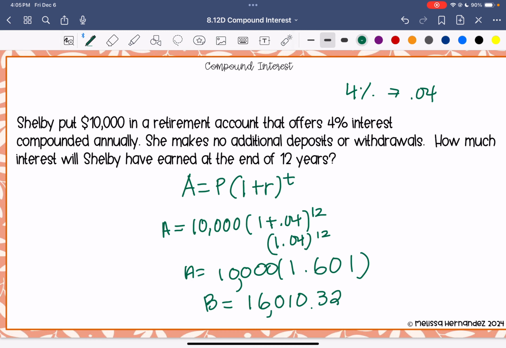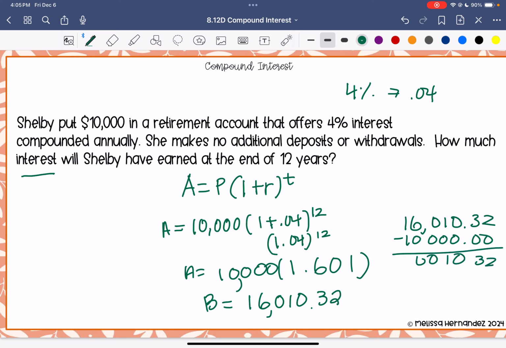That's not what the question asked me. I can guarantee you that that will be an answer choice. It asked you for the interest. Well, if you started off with 10,000 and you ended up with 16,010.32, you're going to subtract. So your interest is $6,010.32.